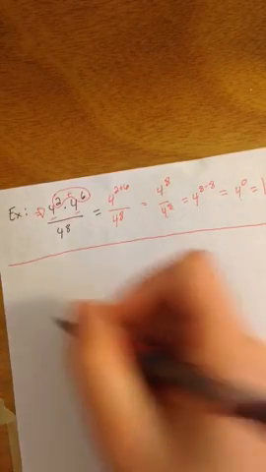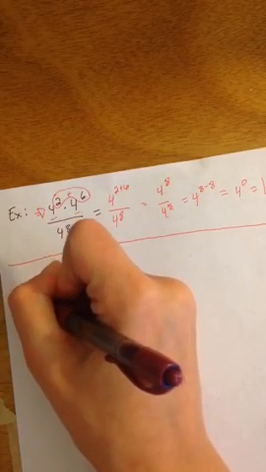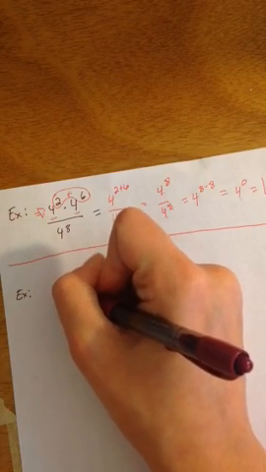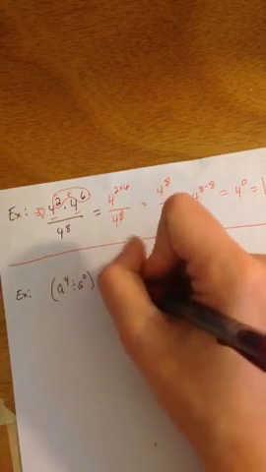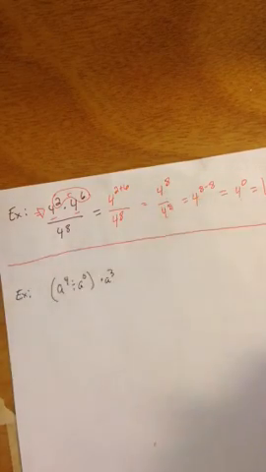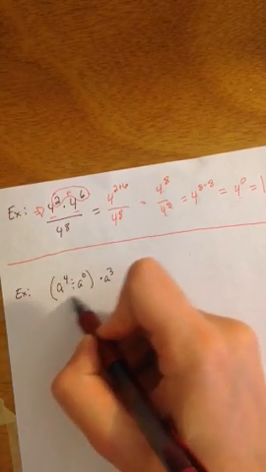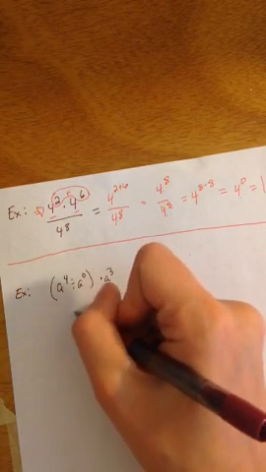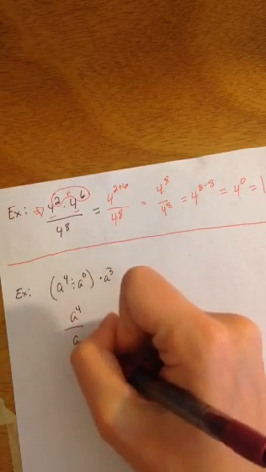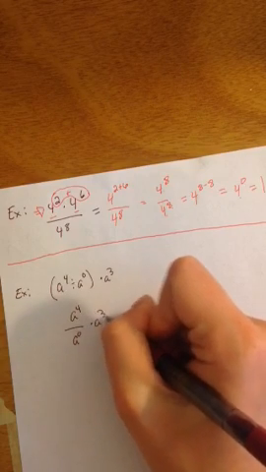So I have one more example. I have one with some variables in it. So I have a to the 4th divided by a to the 0 times a cubed. Now as soon as I see this division sign, I'm just thinking I'm going to put it in as a fraction. So I'm going to write this as a to the 4th over a to the 0 times a cubed.